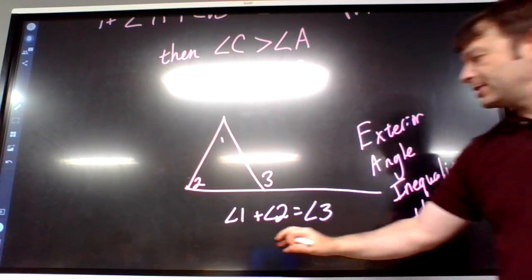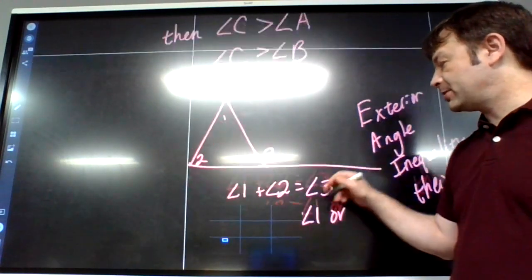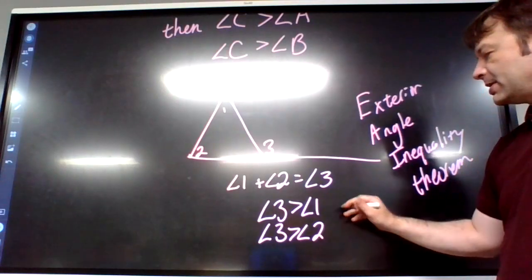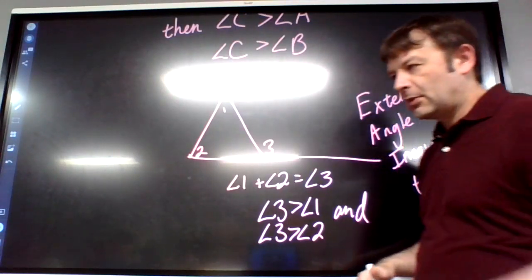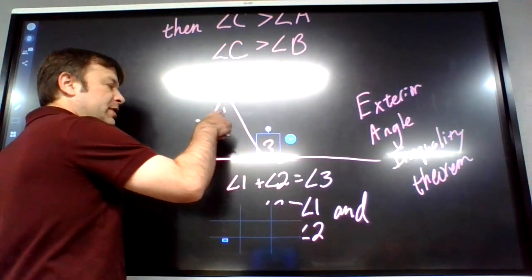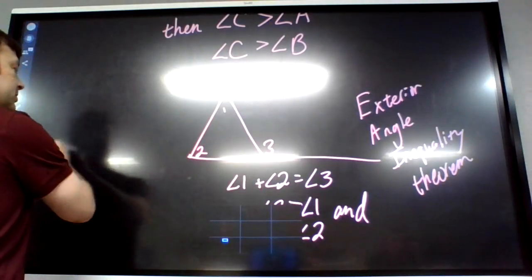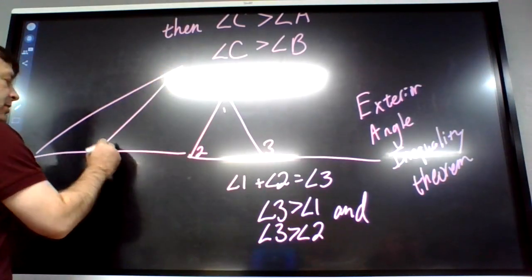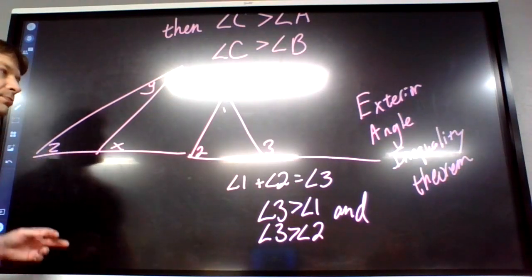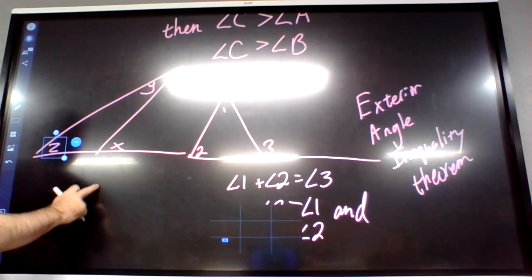So the fact that angle 3 is bigger than angle 1 and angle 3 is bigger than angle 2. So an exterior angle is bigger than either of the remote interior angles every time. No matter how you draw the triangle, like on this one, angle X would be bigger than Y or Z, even though it's not a very big angle. Bigger than this. Okay.